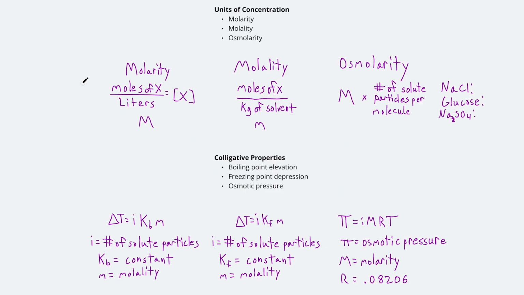Next, we're going to look at colligative properties, but before that, we need to look at these units of concentrations. The first one is molarity, which is moles of your substance X divided by liters of your solvent, which is usually water. It's represented by a capital M. And anytime that you see a substance or element surrounded by brackets, that's referring to its molarity. We'll cover molarity way more once we get into solutions, but that's all you need to know for now.